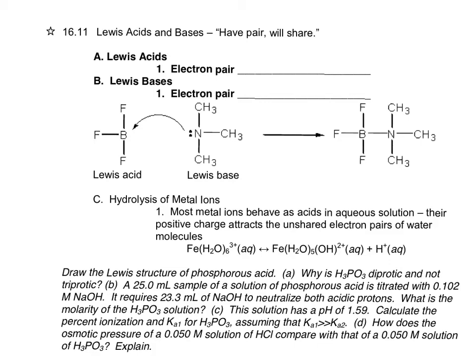Our last section in chapter 16 is on Lewis acids and Lewis bases. Sometimes I've seen the terminology "have, pair, will, share" used with Lewis acids and bases. That means that if you have a substance that has an extra pair of electrons hanging out on it, it'll sometimes share those electrons, and as a result it becomes a Lewis base, and the object it's sharing with becomes the Lewis acid. So your Lewis acid is your electron pair acceptor, your Lewis base is your electron pair donor.